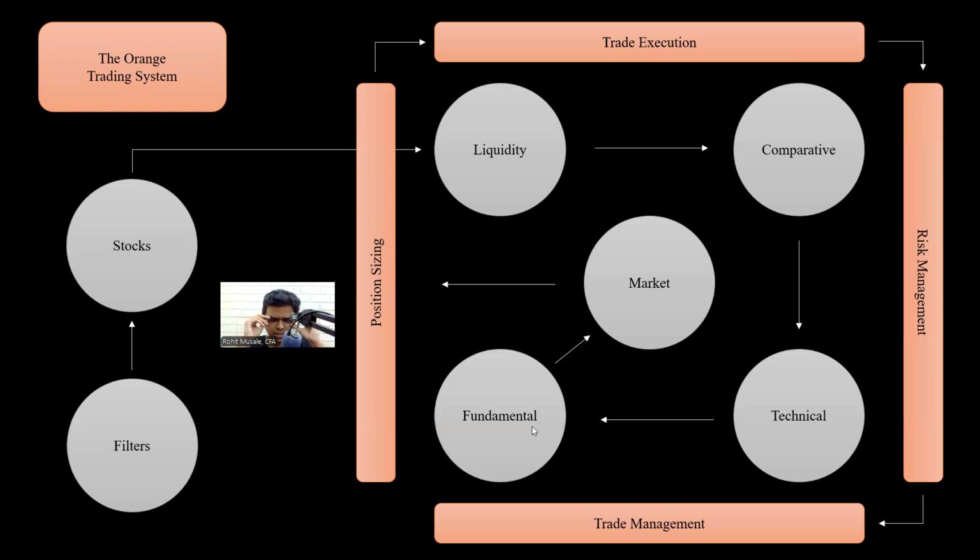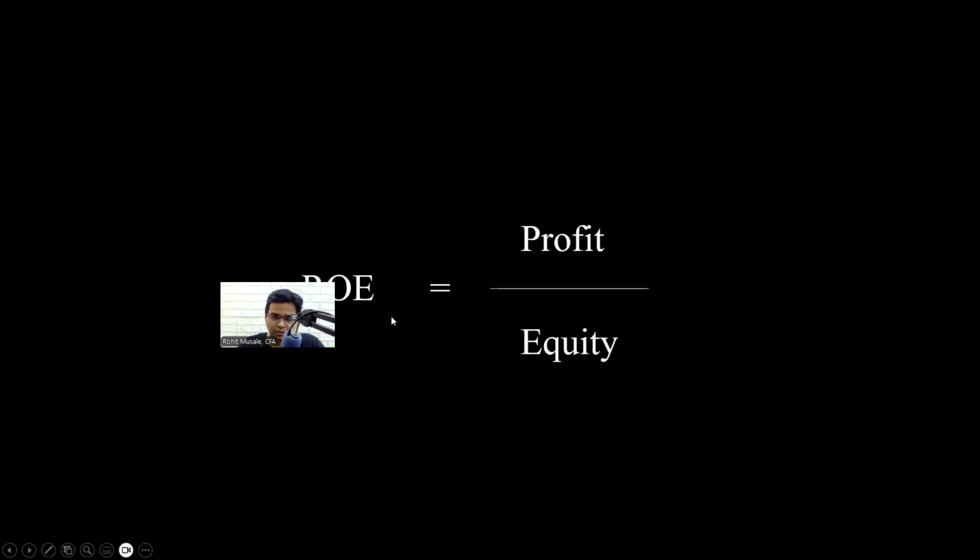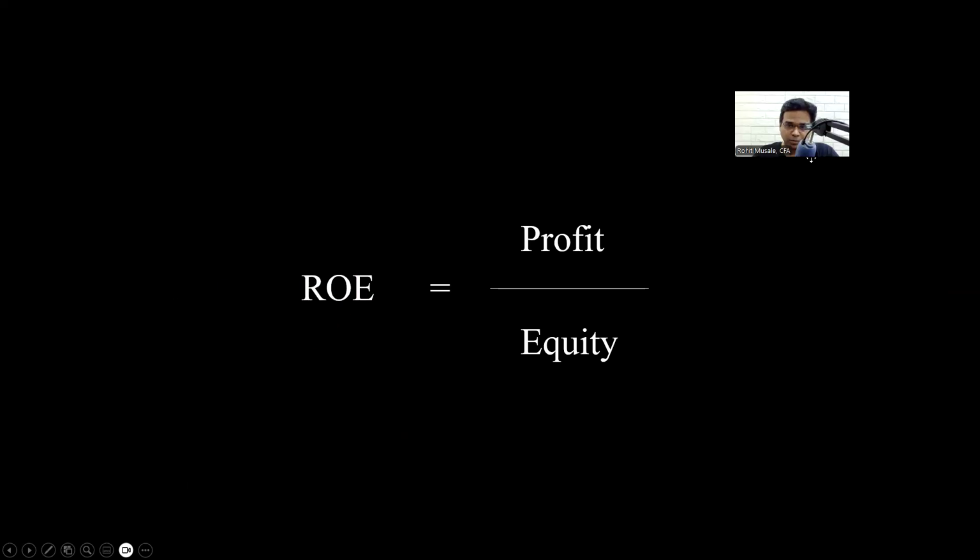Now, we need to understand return on equity slightly better, because if we are using a particular parameter as a stock selection criteria, we better know in detail what we are using, why we are using it, and why it is important for the price growth of a particular stock. So if we look at return on equity, it is nothing but profit divided by equity. Profit means after tax profit. Equity means the money that is invested by the shareholders in the company.